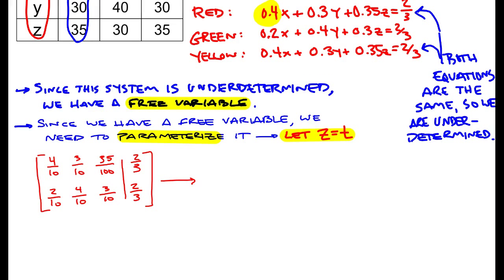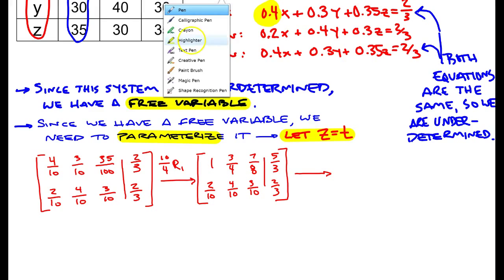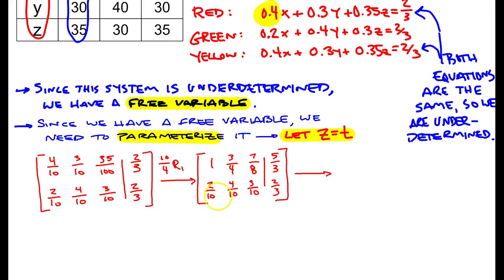Here's my starting matrix, and you notice that I did convert everything to a fraction. I haven't simplified any of those yet. In order to get a 1 in the upper left position of my matrix, I need to multiply row 1 by 10/4. That's what I'm going to do now. Here's the second iteration of my matrix. You'll notice that I have a 1 in the upper left-hand corner, which is good, and I have a 2/10 in the first position of row 2.